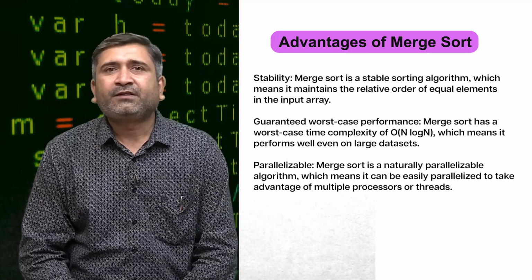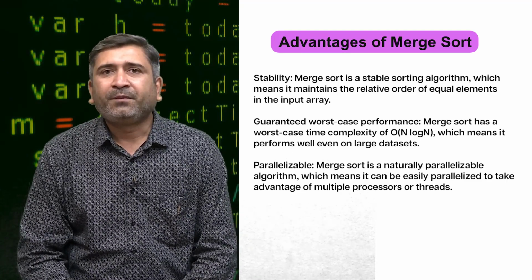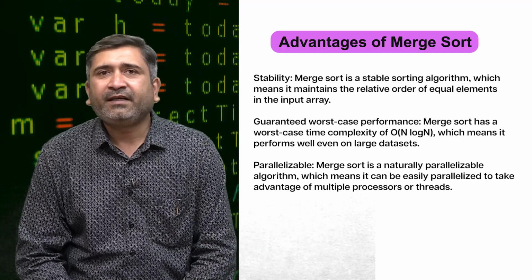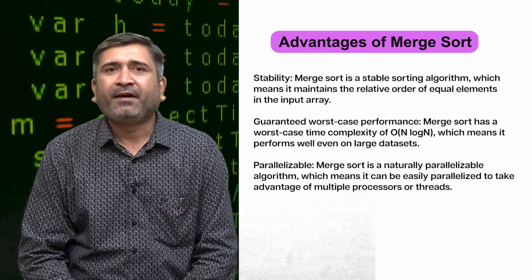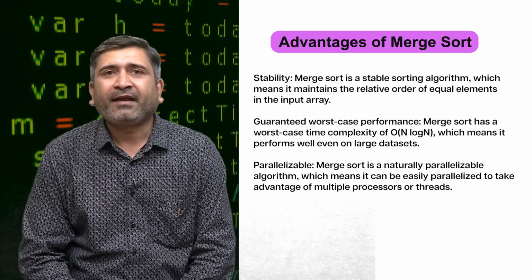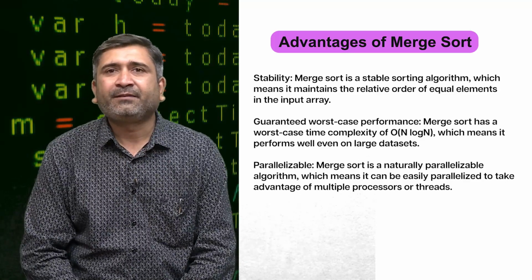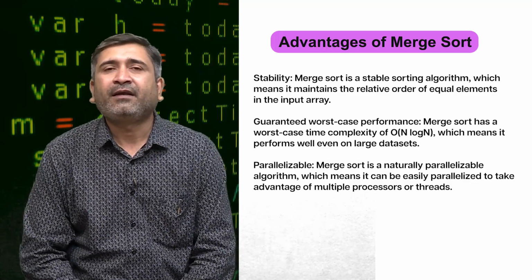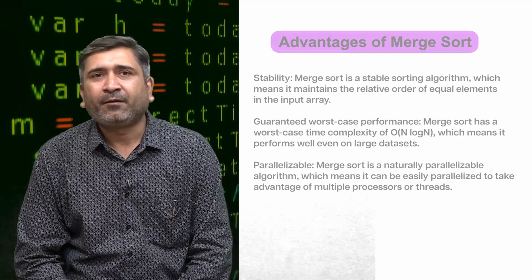Parallelizable: merge sort is a naturally parallelizable algorithm, which means it can be easily parallelized to take advantage of multiple processors and threads. When we are writing a program for parallel processing and distributed systems, at that time merge sort can be easily adopted.